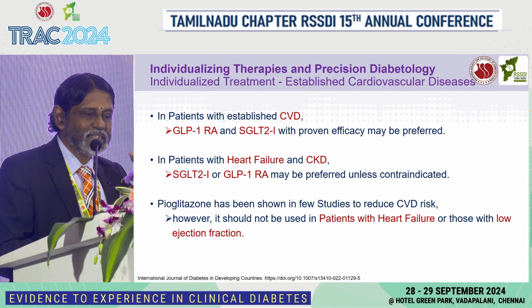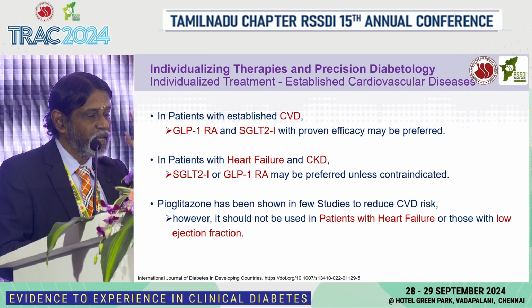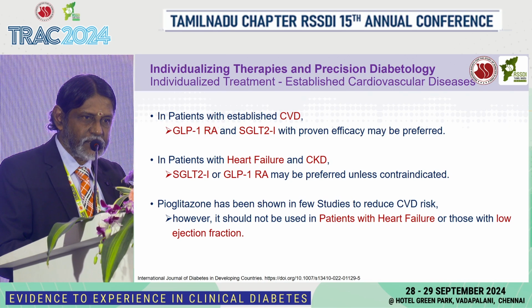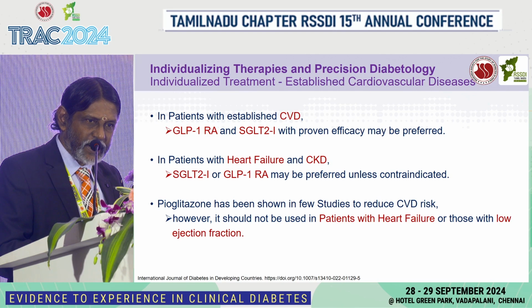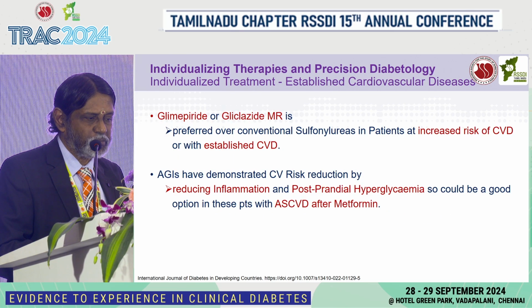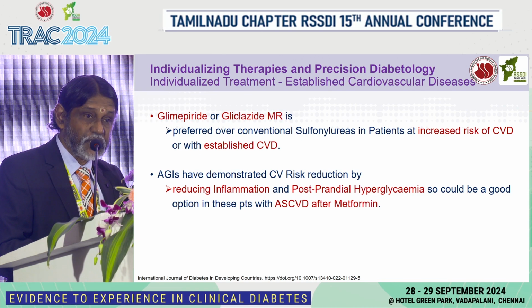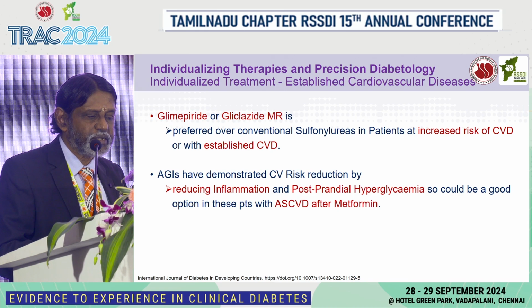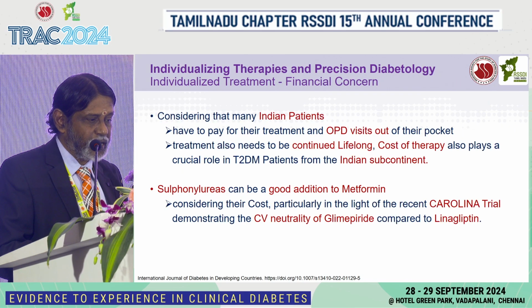Next is patient with established cardiovascular disease, A, B, C, D, E. In patients with established cardiovascular disease, we know our own guidelines. Next is international guidelines. They recommend to prescribe SGLT2 inhibitors or GLP-1 receptor analogs. Of course, data with reference to glimepiride from the CAROLINA trial has clearly shown the benefit, clearly shown the safety of sulfonylurea while managing patients with established cardiovascular disease. And alpha glucosidase inhibitors have demonstrated severe risk reduction by reducing inflammation as well as postprandial hyperglycemia.